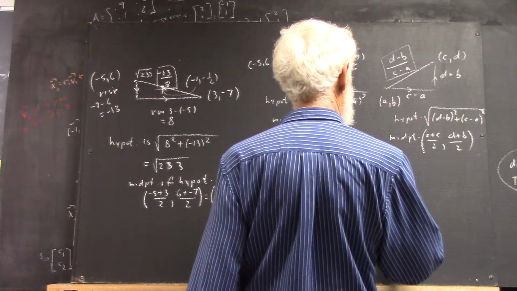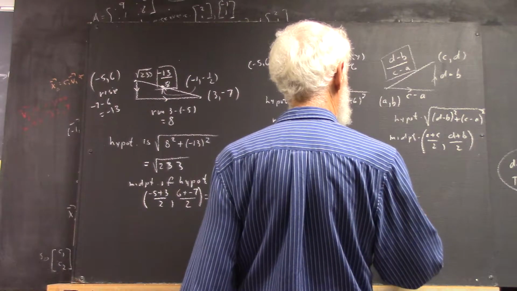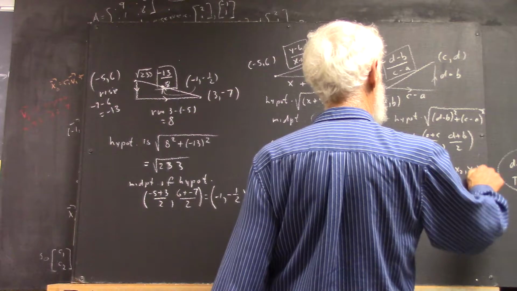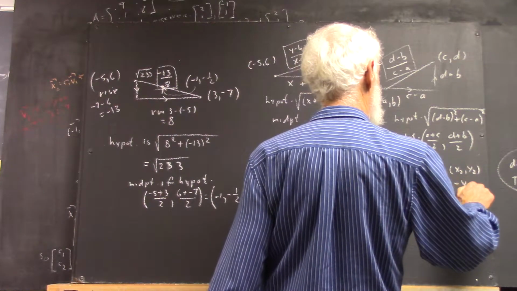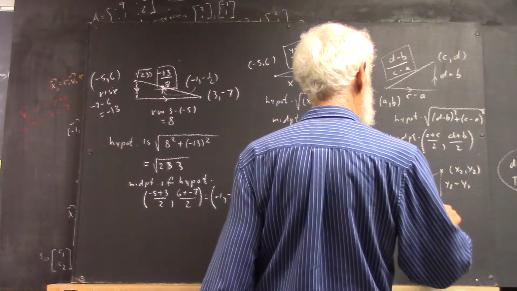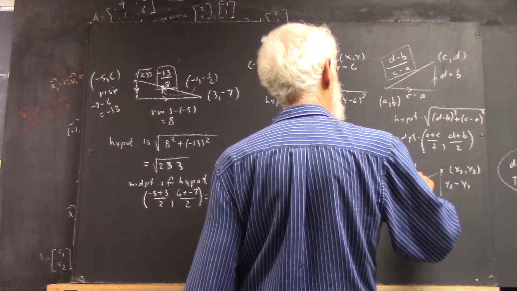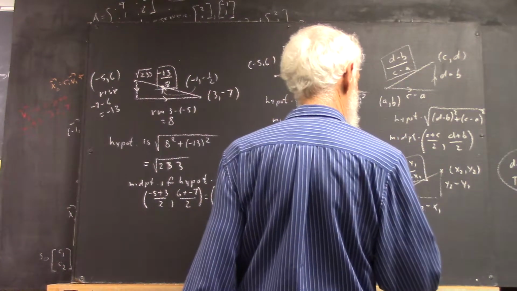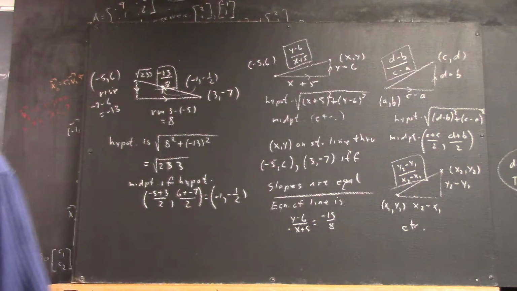And then we could have the common notation x1, y1, x2, y2. The rise is y2 minus y1, the run is x2 minus x1, so the slope is y2 minus y1 over x2 minus x1, etc. Write out the hypotenuse, write out the midpoint.